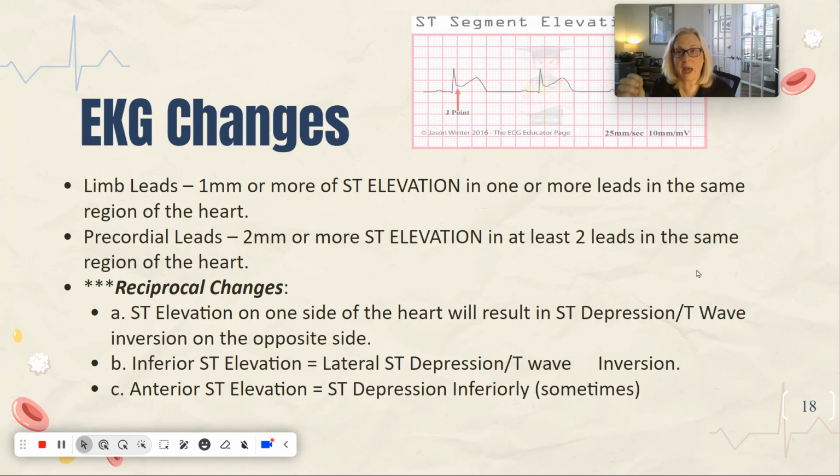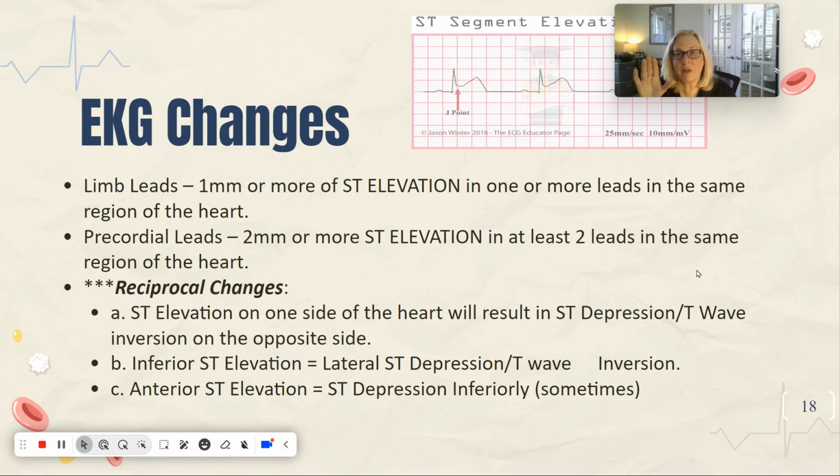There would be an MI in the inferior region of the heart if we have 2 leads that show it. If you only have 1 lead that's different in that region, so out of 2, 3, and aVF, if only 1 of them has a change, it's non-diagnostic. Same with I and aVL: if only 1 lead has changed, it's non-diagnostic. You'd need 2 that match.